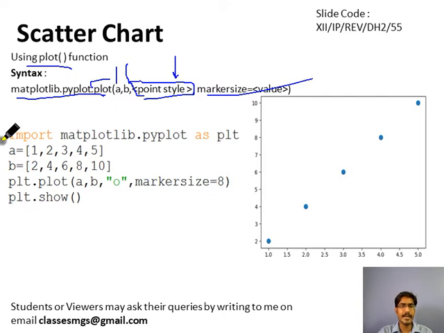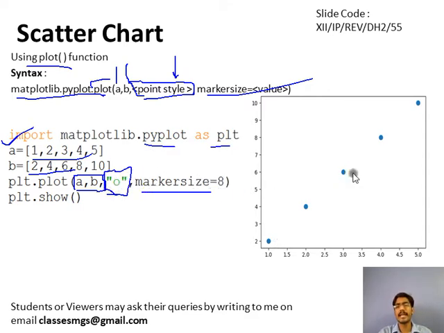Here we will write the code: import matplotlib pyplot as plt, then we write data set 1, data set 2, and we pass the data sets like this, a comma b. If we don't specify the line style, then this would be drawn as a line graph by the plot method. If you specify the point style along with marker size, then this graph would be converted into a scatter graph. A scatter graph only shows the markers. Here we are using the circle, so it will draw circles as markers of the scatter graph.